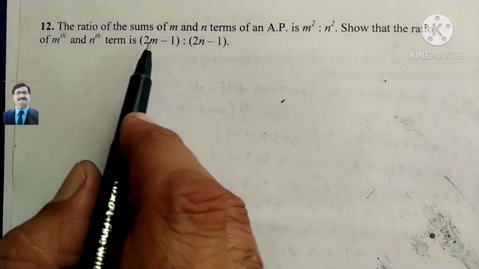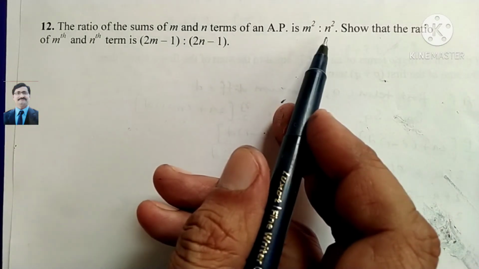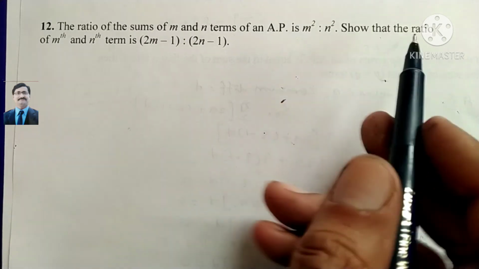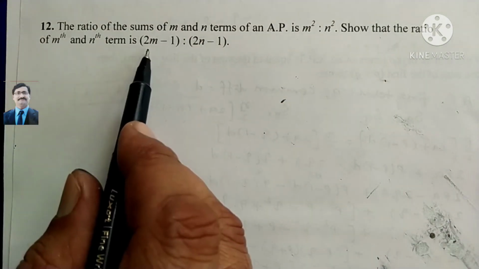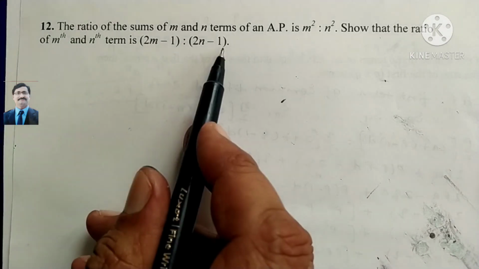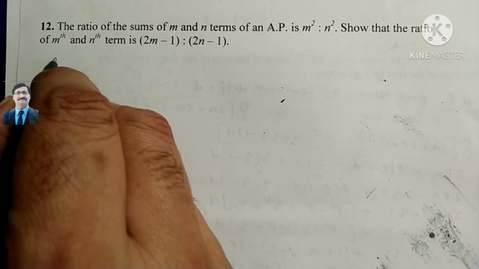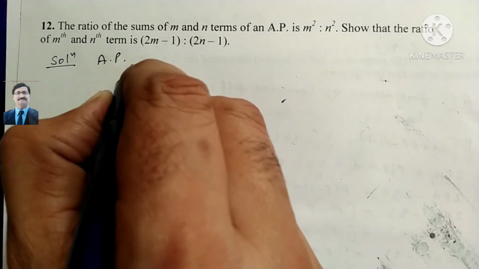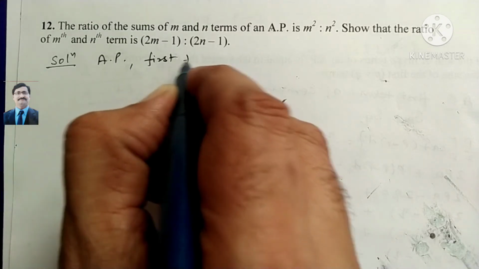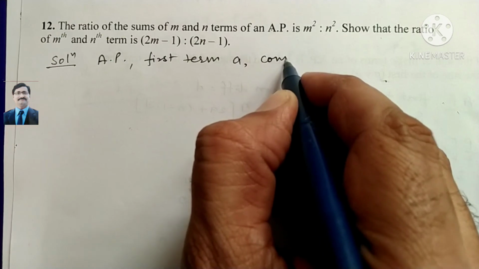The ratio of sum of m and n terms of an AP is m square to n square, so that the ratio of mth and nth term is 2m minus 1 to 2n minus 1. So look here, we write the AP. First term is A and common difference is D.